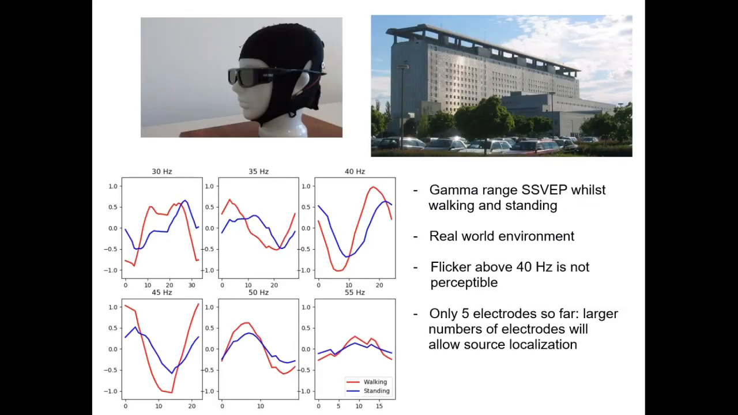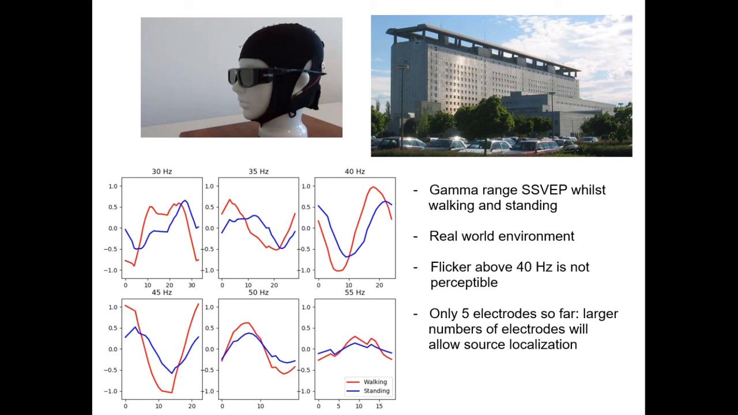So the last slide I'd like to show is unpublished data that I'm still in the process of analyzing. This is a pilot to demonstrate that mobile SSVEPs in the gamma range can be generated whilst walking around a real environment, in this case the University Hospital here in Munich. It's a big building, we've got lots of long corridors, and we have people walking up and down, and we can successfully recover SSVEPs in the range between 30 and 55 Hz whilst walking and standing, controlling for visual input.